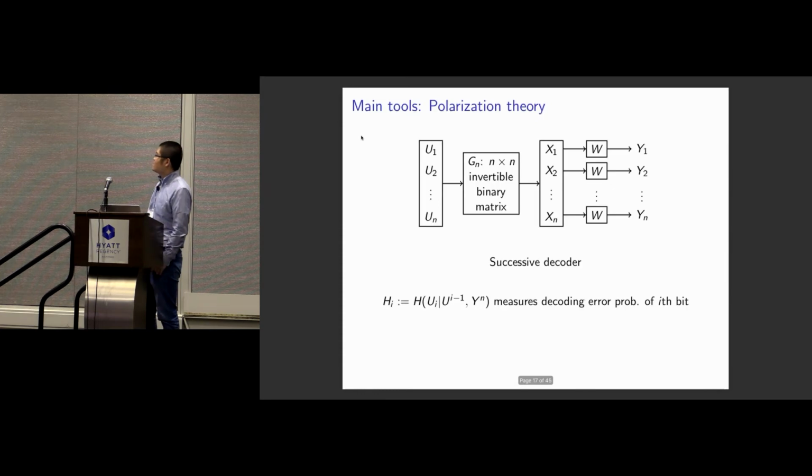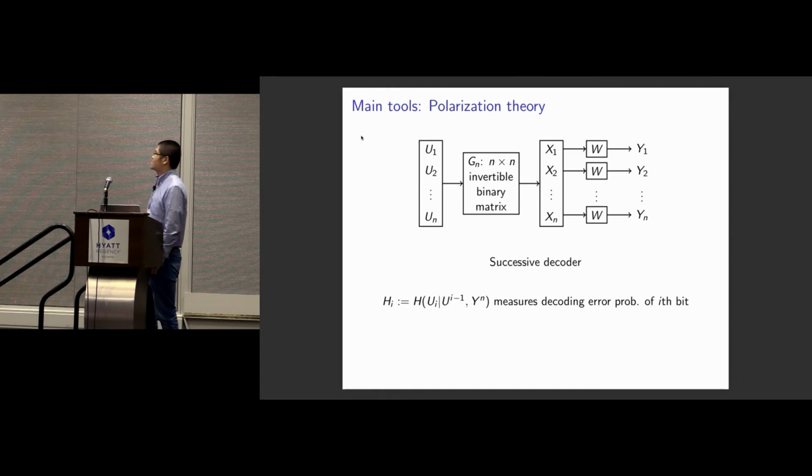Okay, and when we decode ui, we make use of not only all the channel outputs, but also the already decoded bits. Namely, we also make use of u1 to ui minus 1. So here we define this conditional entropy Hi. It is defined as the conditional entropy of ui, given all the previous input bits u1 to ui minus 1, and all the channel outputs y1 to yn.